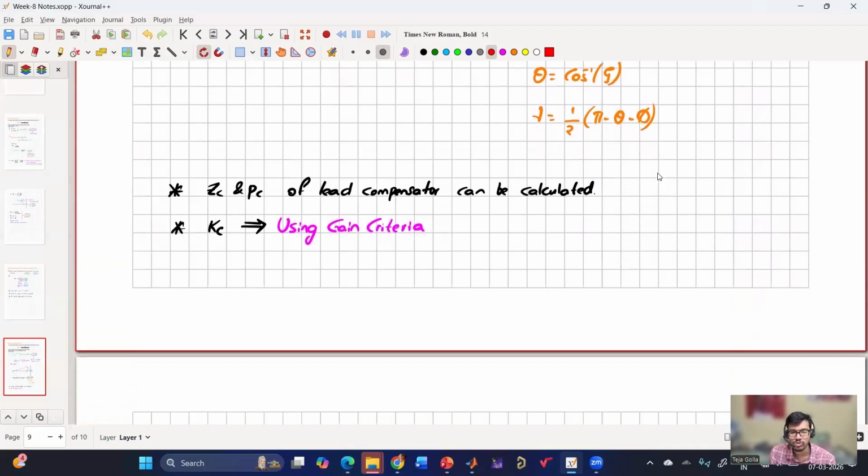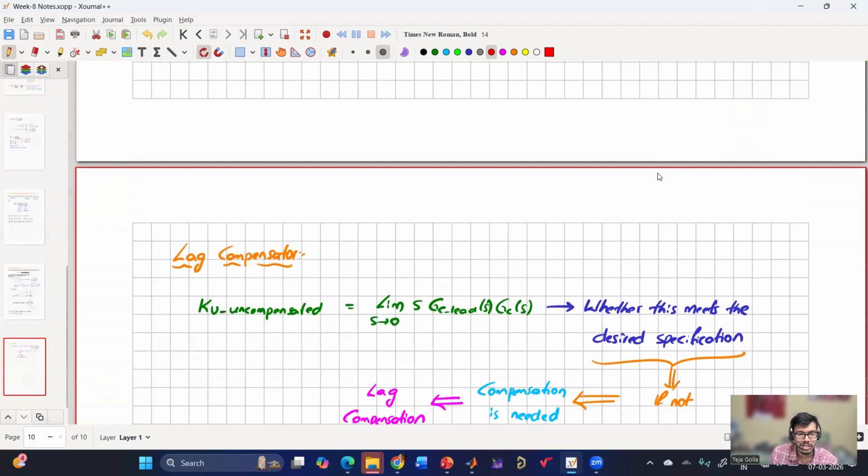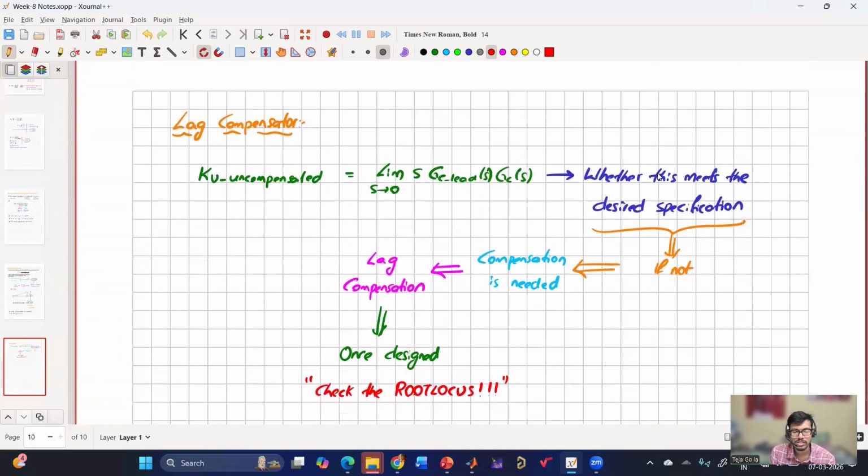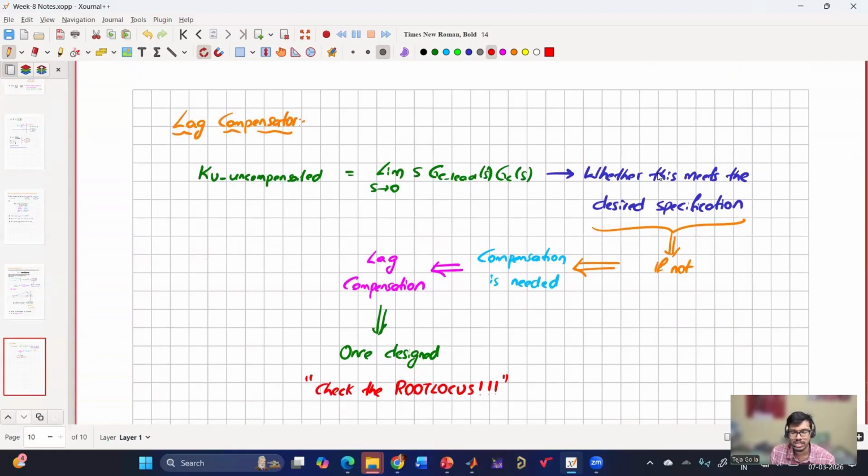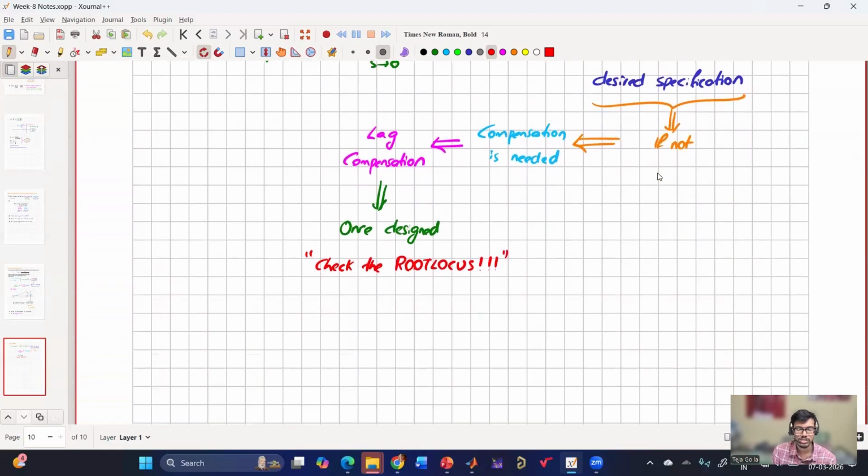And then Kc, we can use the gain criteria. Once we have designed the lead compensation, we'll see whether this is sufficient to achieve the desired steady state error specifications. If it is not achieving, then we need compensation. Again, which compensation? Lag compensation. Once the lag compensation is designed, we have to check the root locus.